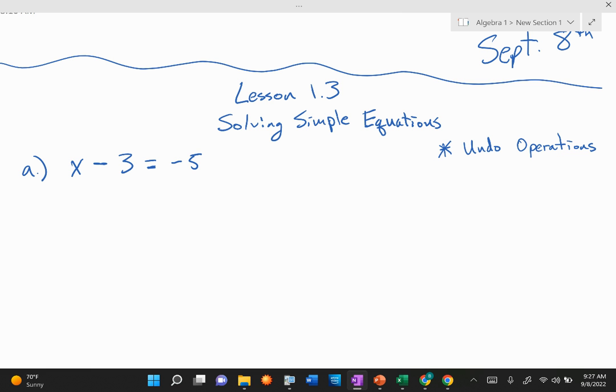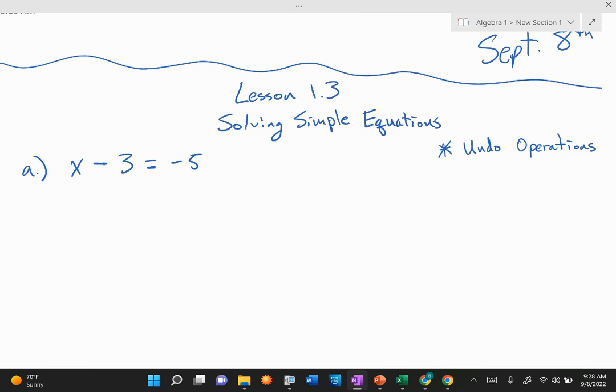When we talk PEMDAS, we're saying order of operations. What are those operations? Parentheses, exponents, multiplication, division, addition, subtraction. Right. Zoe got it. Yeah, nailed it.